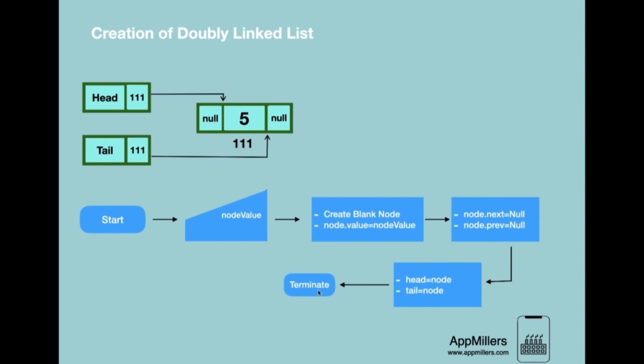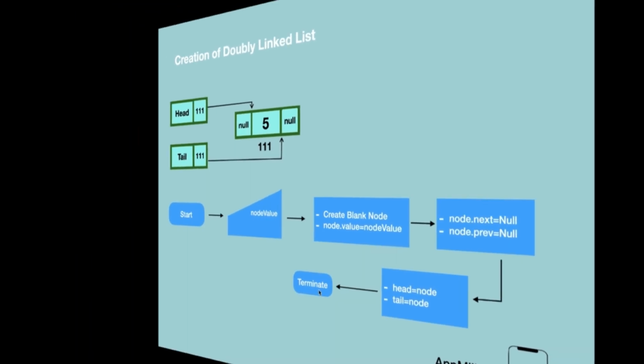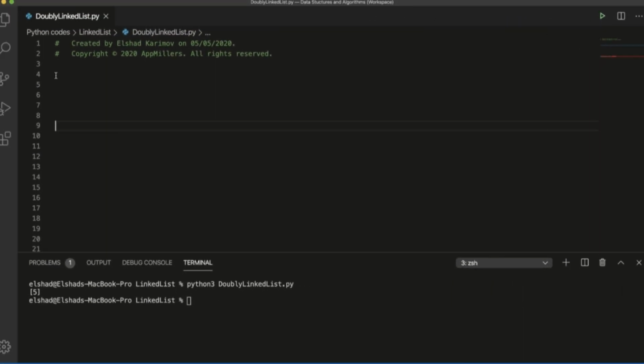Now let's switch to Visual Studio Code and create double linked list in practice. Okay, now here we will create our node class and double linked list class. I removed the node class that we created before because in the case of double linked list, the node class is different. So here, the first thing that I'm going to do, I will create the node class. Class Node.